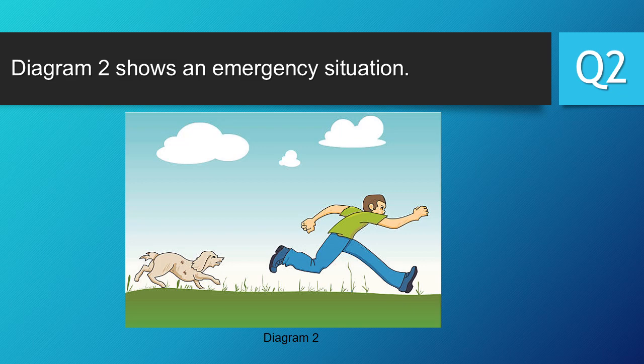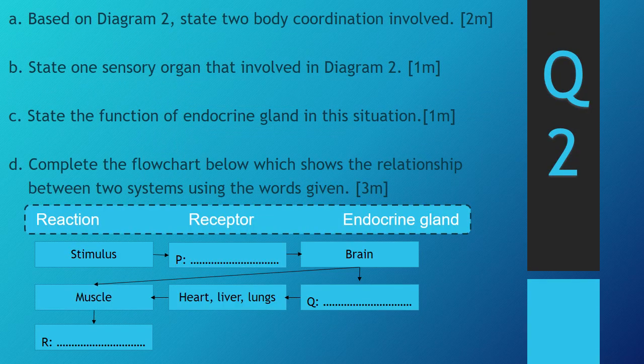Now, let's look at question 2, an essay question. Diagram 2 shows an emergency situation where a man is being chased by a dog. A. Based on diagram 2, state two body coordination involved, 2 marks. B. State one sensory organ that is involved in this situation, 1 mark. C. State the function of endocrine gland in this situation, 1 mark. And finally, D. Complete the flowchart below which shows the relationship between two systems using the words given, 3 marks.